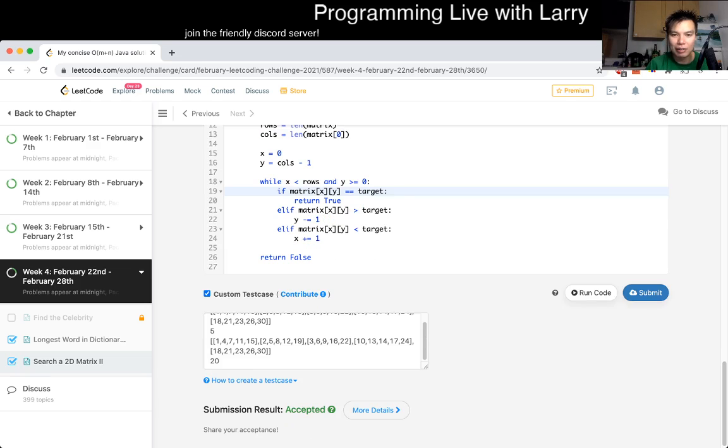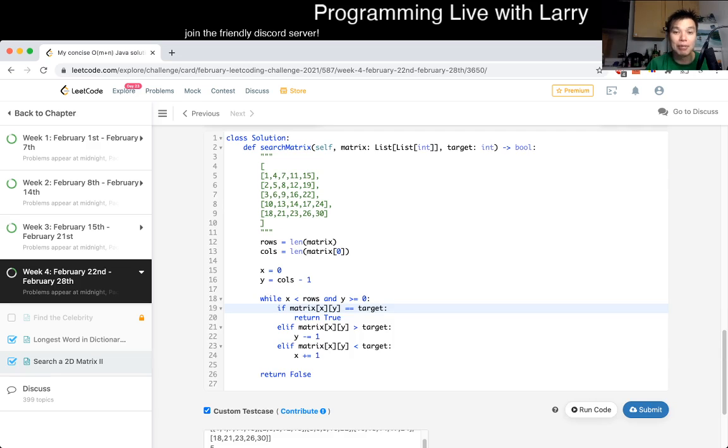Cool. And of course, this is going to be O of m plus n, because as you can see, for each column we only move right once at most, and then for each row we only move down once at most. So that's going to be m plus n, and of course this is all one space because we only use a couple of variables here, right? So yeah, that's basically all I have.